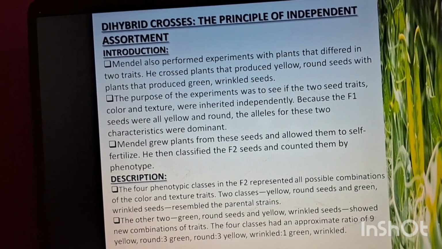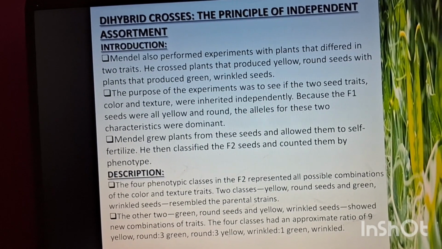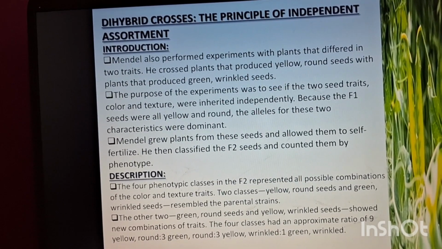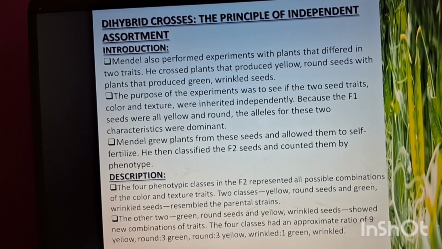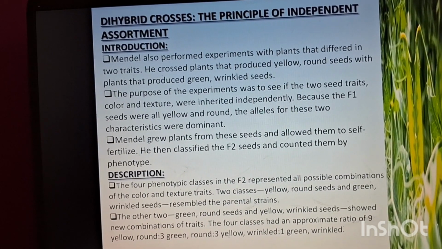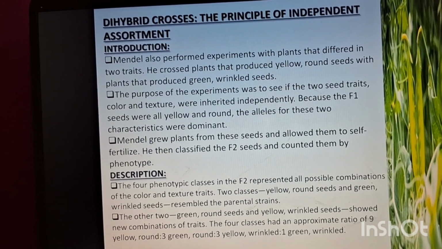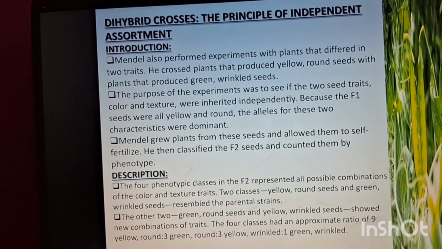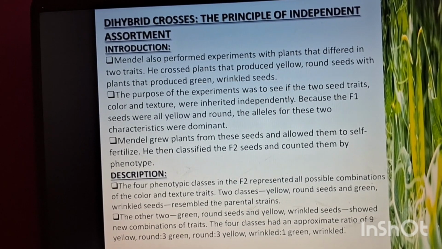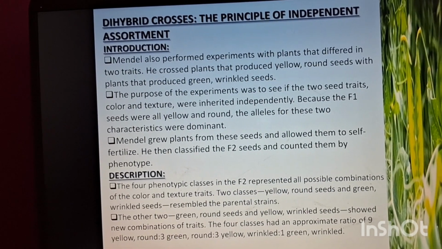Mendel grew plants from these seeds and allowed them to self-fertilize. He then classified the F2 seeds and counted them by phenotypes. Next, description of the process. The four phenotype classes in the F2 presented all possible combinations of the color and texture traits. Two classes, yellow round seeds and green wrinkled seeds, resemble the parental strains. The other two, green round seeds and yellow wrinkled seeds, show new combinations of the traits.